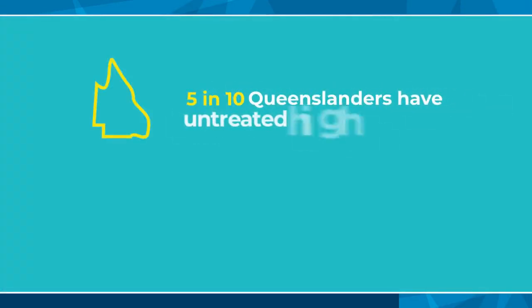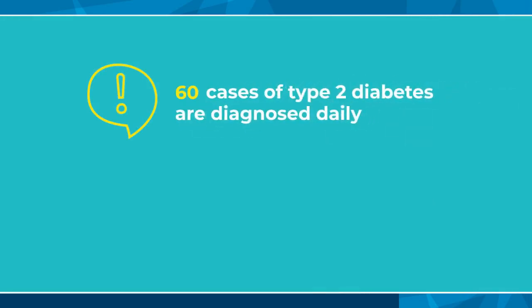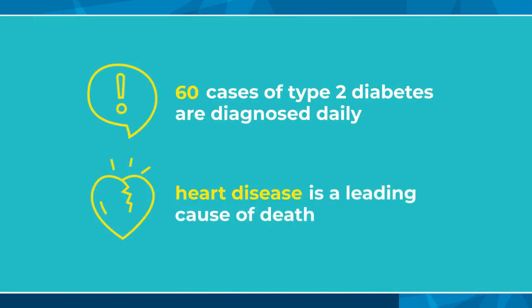In Queensland, we have a high number of people with untreated high cholesterol and high blood pressure. We also have up to 60 cases of type 2 diabetes diagnosed daily, and heart disease is a leading cause of death.